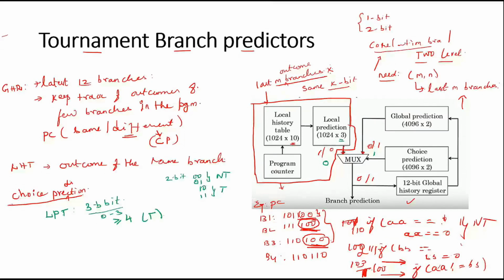Similarly, when you go with the global prediction table, here also we have a global prediction. The same logic applies: it is going to be 2 bit in this case. Since it is 2 bit, if the value is greater than or equal to 2, it is going to be taken. 0 to 1, it is going to be not taken. The next one, choice prediction.